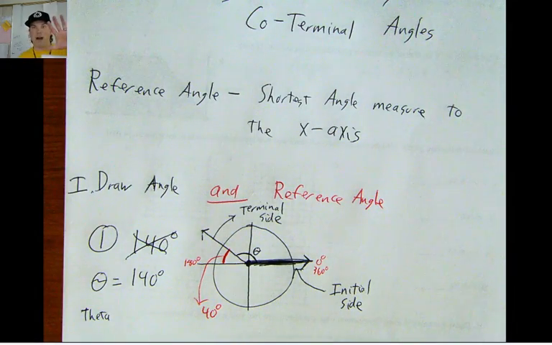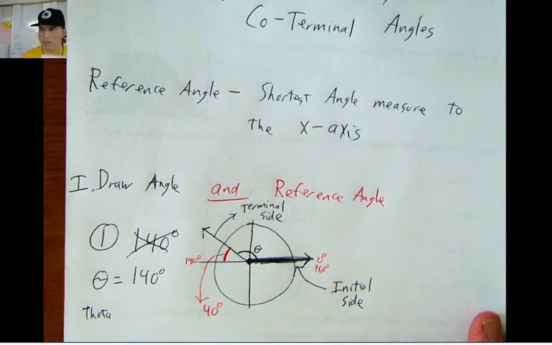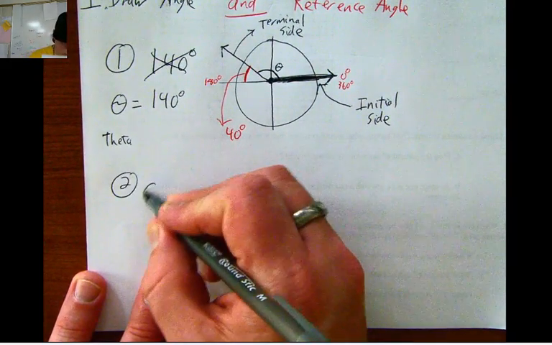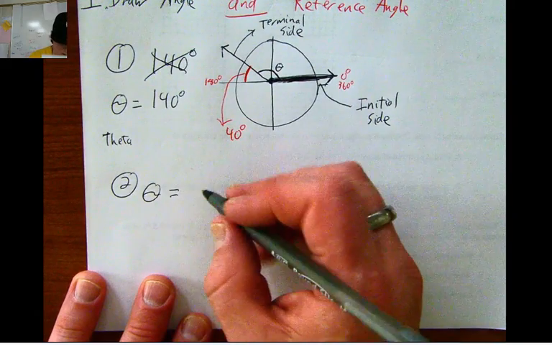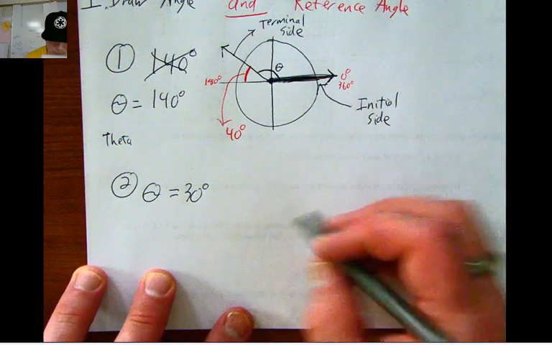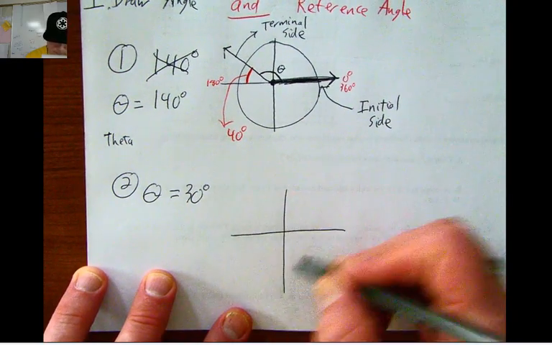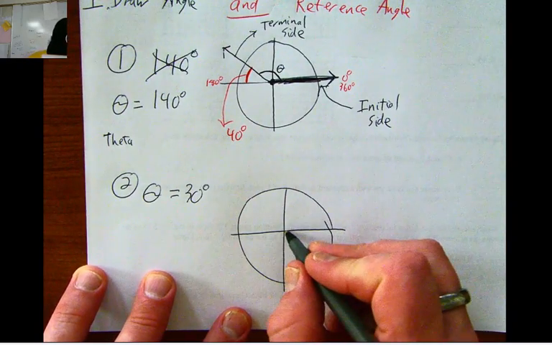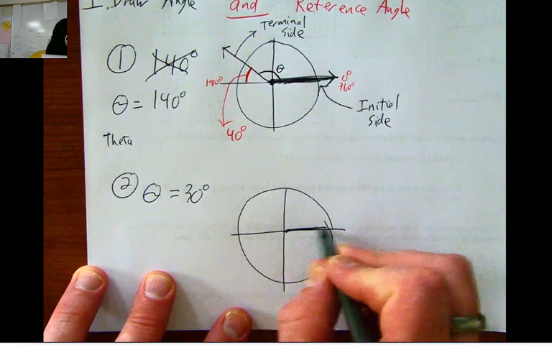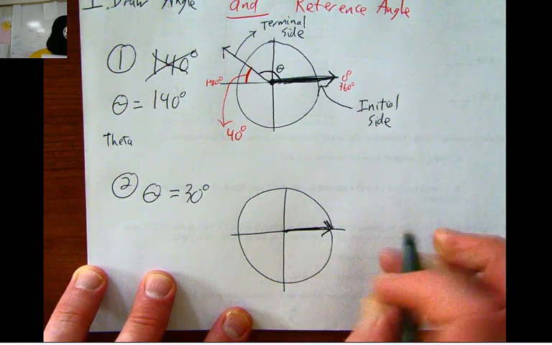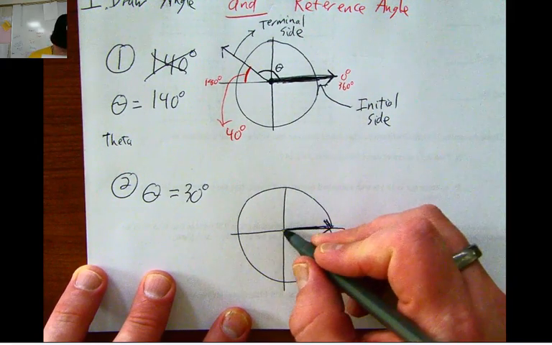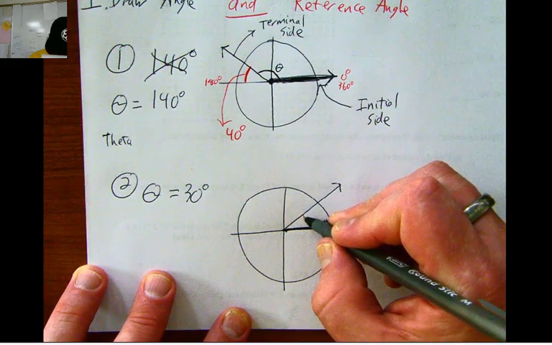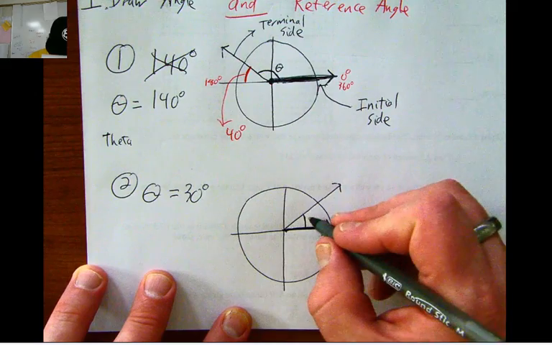All right, I have a total of 5 of these examples. I'm going to move through it. I'm going to pick the pace up just a little bit. Number 2, suppose theta equals just 30 degrees. So I have my x-axis, my y-axis, the circle that rotates around it. My initial side is just on the x-axis, pointing to the right, and then a 30-degree angle would be roughly there. There's my terminal side, and here's my theta.